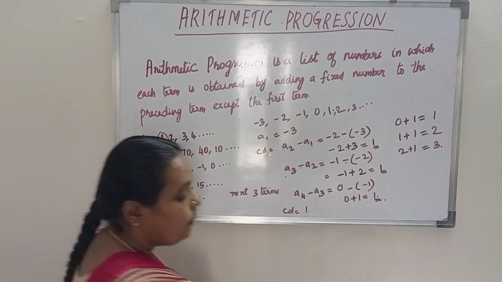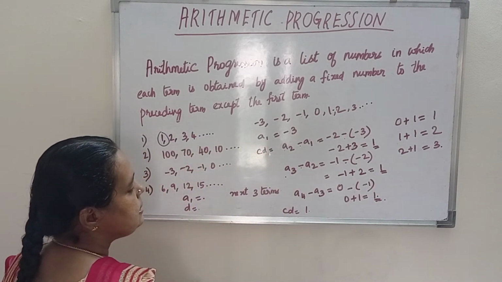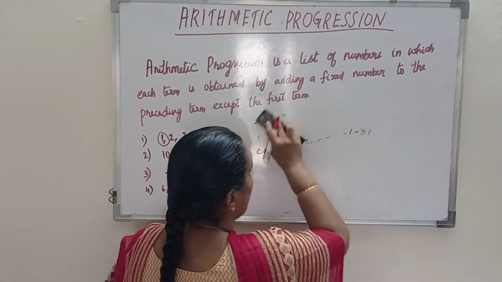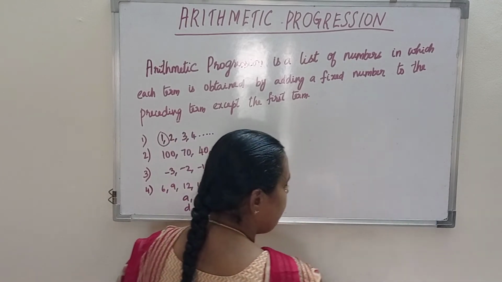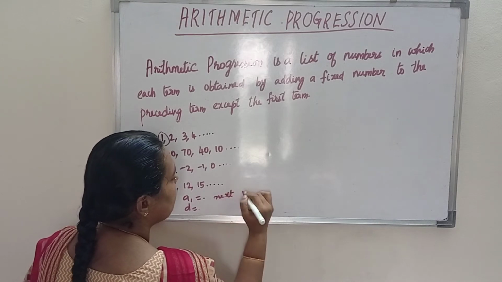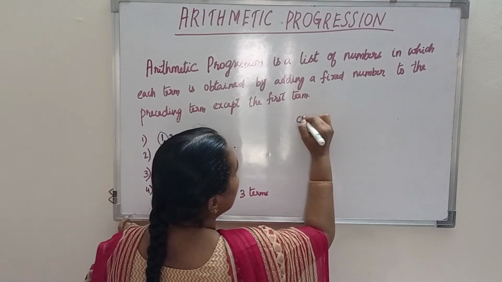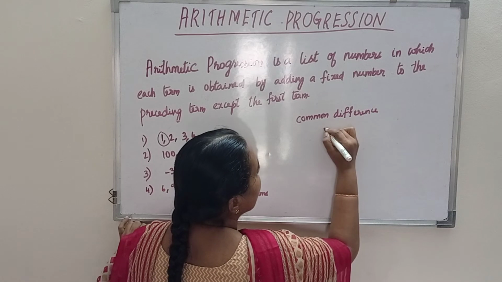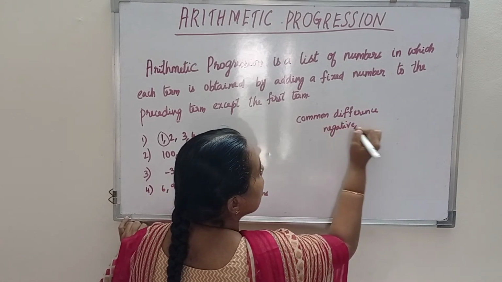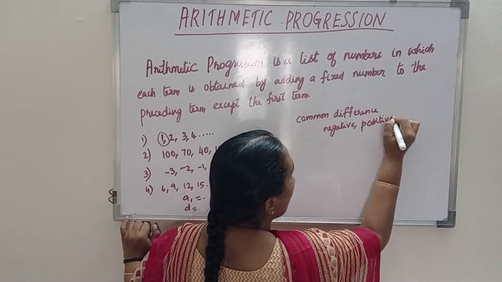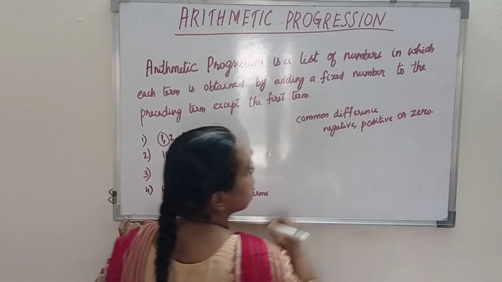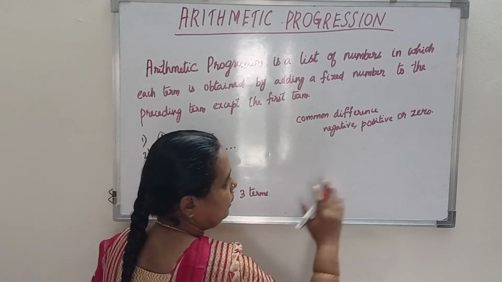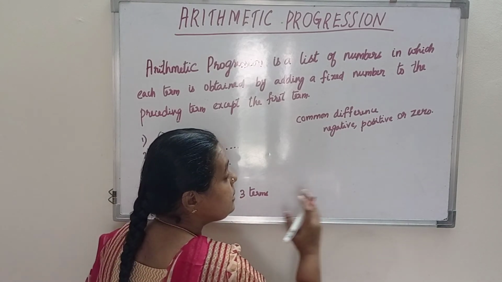Okay friends. And one more thing, common difference can be negative, positive, and also 0. Common difference need not be positive alone. Common difference can be negative, positive, or 0, but the difference should be the same. The number should be fixed. The difference should be fixed in between the terms.